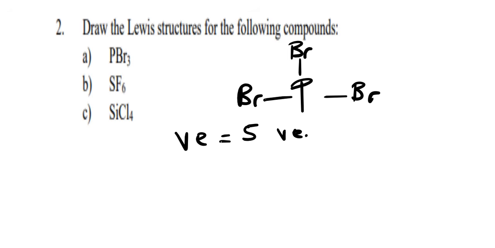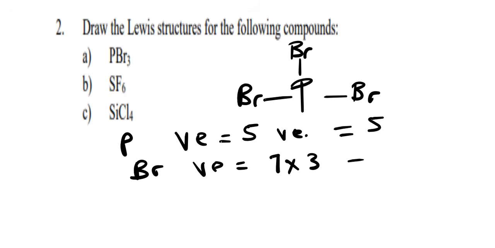Okay, bromine itself, this is your phosphorus. Bromine itself, how many valence electrons does it have? So bromine has 7 valence electrons, but now we've got 3 of them in that case, so we're going to multiply by 3. So what are we going to have? We've got 5, then 7 multiplied by 3, that is 21. So we add the 5 and 21, so we're going to have 26 valence electrons. Okay, and that is very important for us to understand.